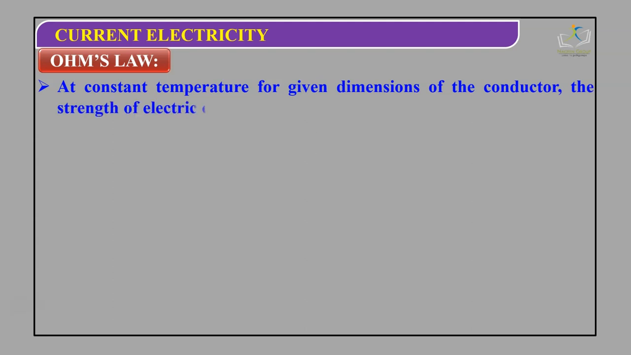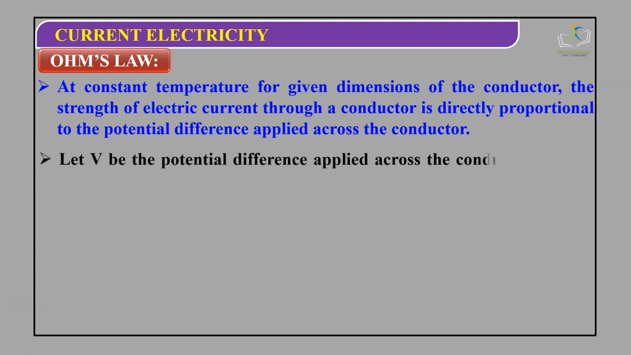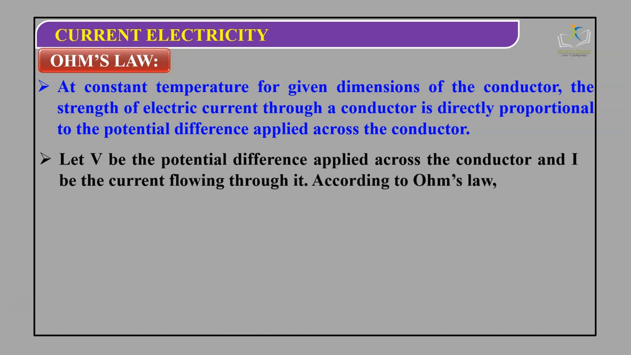at constant temperature, for given dimensions of a conductor, the strength of electric current through a conductor is directly proportional to the potential difference applied across the conductor. Let V be the potential difference applied across the conductor and I be the current flowing through it. According to Ohm's law, I is proportional to V.